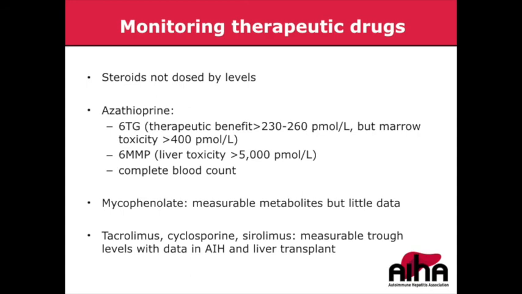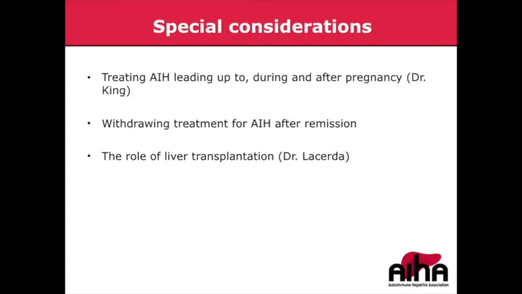There are other metabolites, 6-MMP, which is toxic to the liver, particularly in high levels. And then finally, the effect on lowering white cell counts is important. So we do follow white cell count for monitoring purposes. Mycophenolate does have measurable metabolites, but we don't really have a lot of data looking at outcomes based on metabolite levels. But in transplant, I would say there's good evidence building. Tacrolimus, cyclosporin, and sirolimus do have levels. We have data not only in AIH, but also in transplant that we extrapolate. It makes us feel good when we're trying to treat someone with AIH. We have some idea in terms of use in other patients who've had transplant at least. And then I would say special considerations.